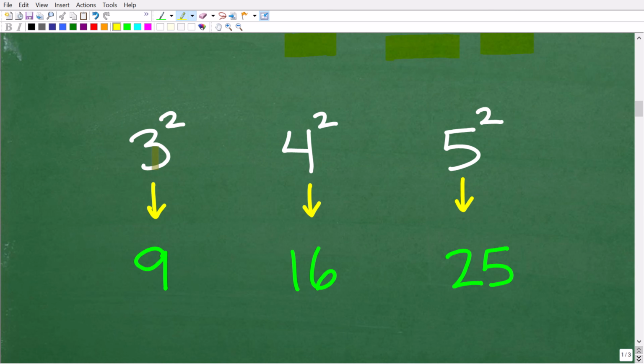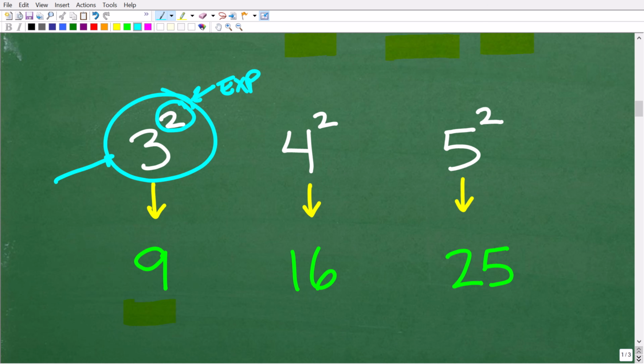So the first here is 3 squared. So 3 squared is what? Well, that's 3 times 3, or 9. So when we're dealing with powers and exponents, this little number up here is called the exponent, and this number down here is called the base. And so what we're saying here is take this number and multiply it by itself 2 times. So that would be 3 times 3, which of course would be 9.